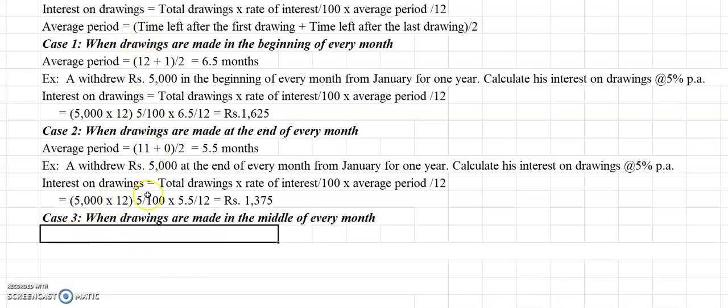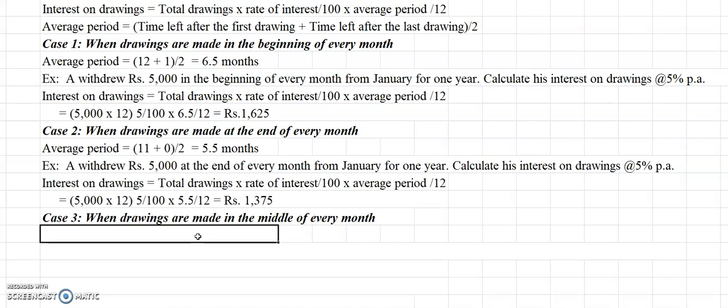So the average period here, how many months will we get? The first drawing will be on which date? In the middle of the first month, so January 15th. After that, how many months are remaining? 15 days in January, let it be. Then after that, February onwards, 11 months, and 15 days are here. So 11 and a half months.